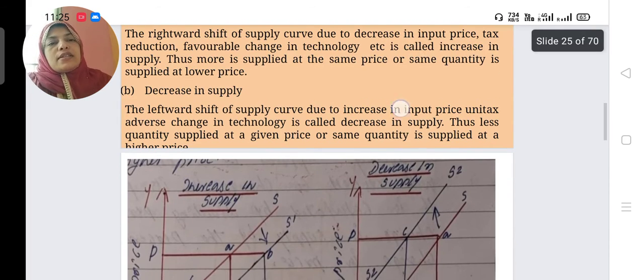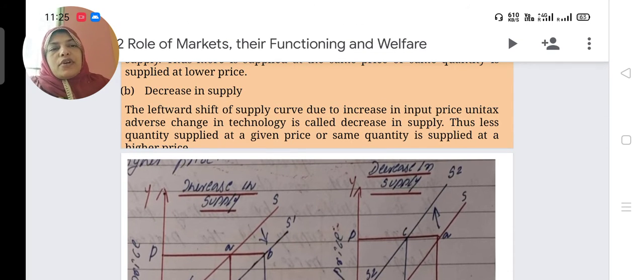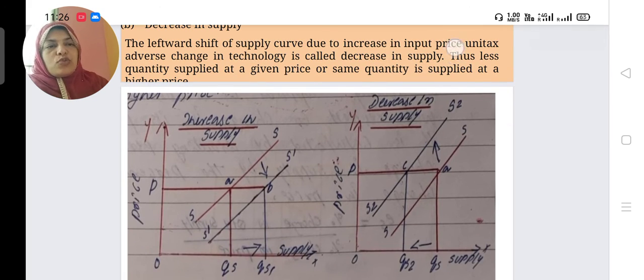The next case is decrease in supply. That is leftward shift of supply curve due to increase in input price or increase in unit tax, then adverse change in technology, it is bad condition. This is called decrease in supply. Thus, less quantity is supplied at a given price, or same quantity is supplied at a higher price. Look into these two diagrams.